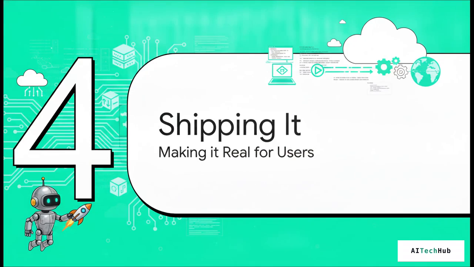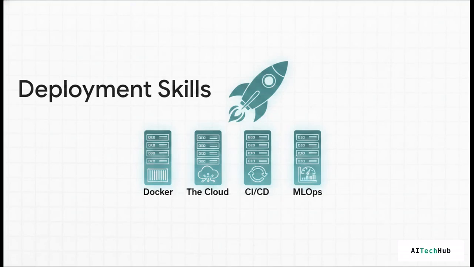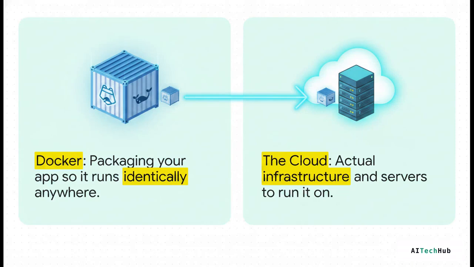Finally, Phase 4, shipping it, making it real for the users. To run applications reliably for real users, you need serious infrastructure and deployment skills. You are going to have to conquer Docker, the cloud, CI/CD, and MLOps. These 4 pillars are exactly what ensure your brilliant AI system doesn't immediately crash the second a real customer tries to use it. Let's quickly contrast 2 of those right now.